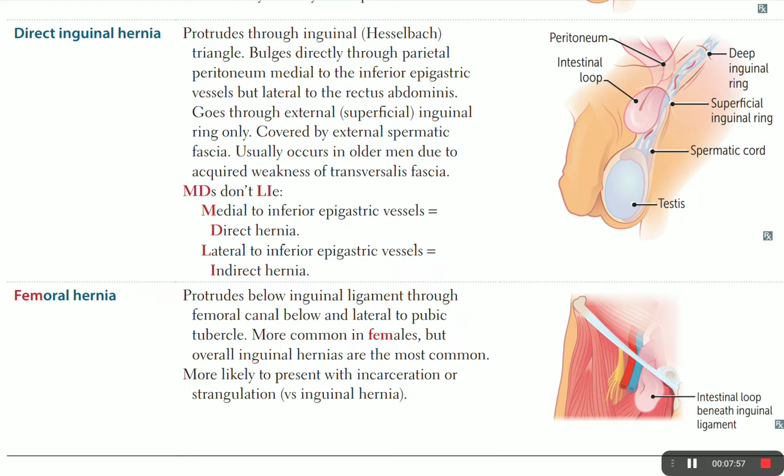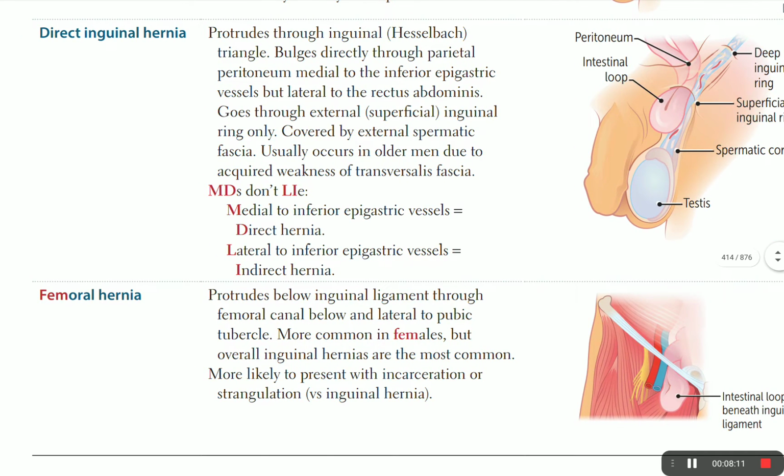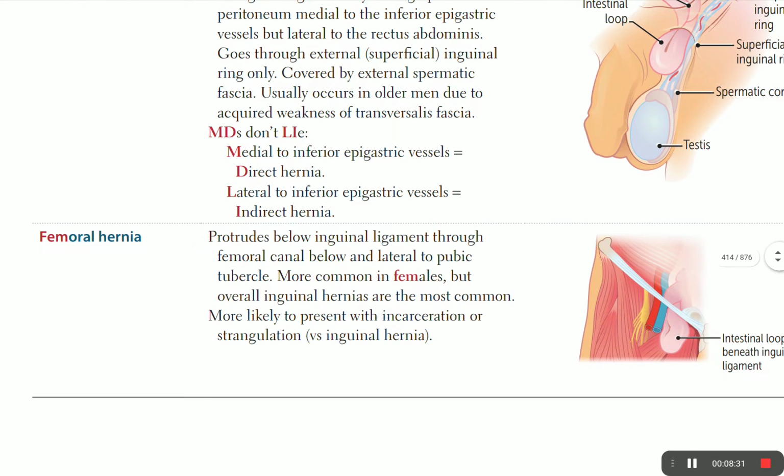If there is someone who came to your office with a hernia, you should ask about these 3 things: the chronic cough, chronic constipation, and you should check the prostate for benign prostatic hyperplasia or carcinoma. You have to exclude that. So we have the mnemonic MDs don't lie: medial to inferior epigastric, direct. Lateral, indirect, as we said before.